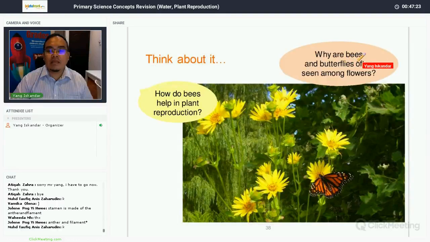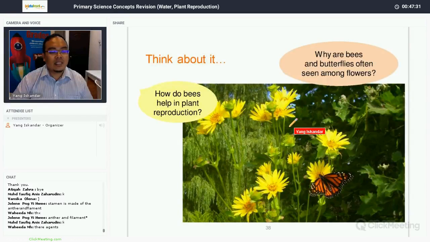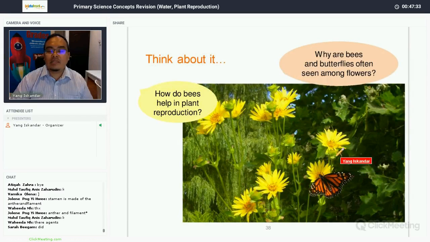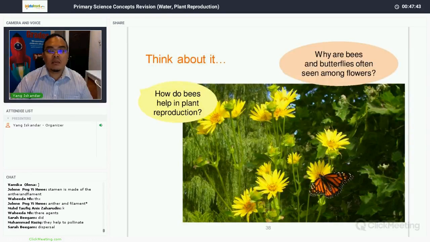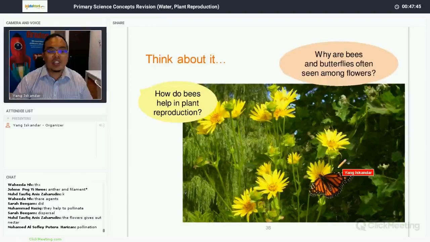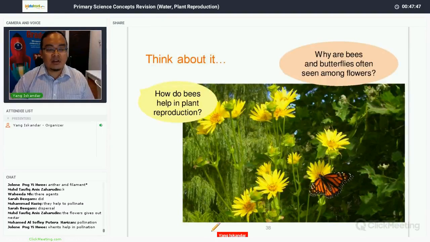Now, why are bees and butterflies often seen amongst flowers? How do bees help in plant reproduction? Okay, anyone? What is the purpose? Why do we see lots of butterflies and insects near flowers? They will help in the process called pollination, not dispersal, in the process of pollination.